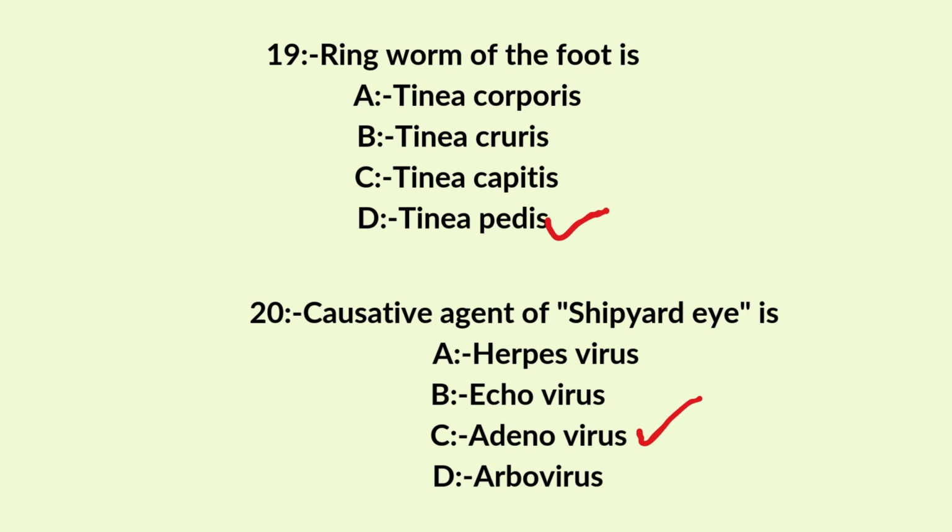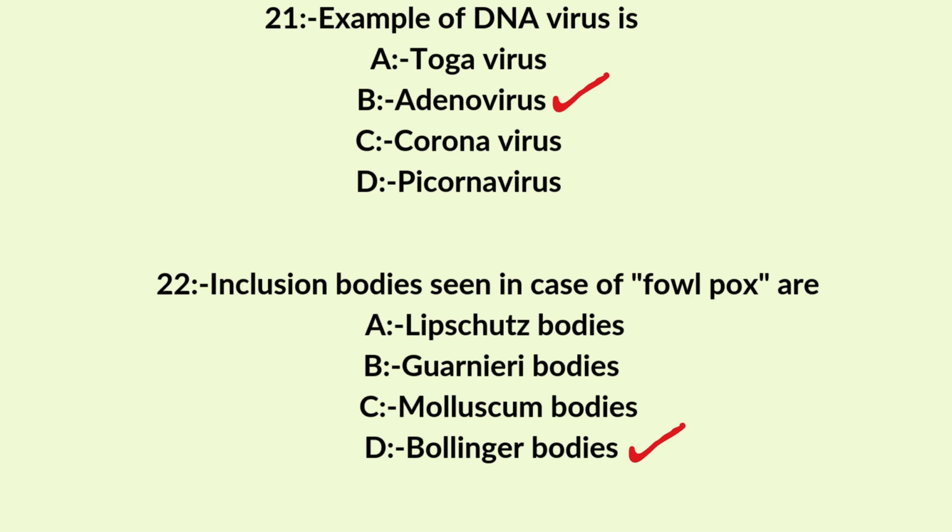Tinea corporis is the ringworm of the body, that is itchy circular rashes on the body. Tinea cruris is the ringworm affecting the groin region, while Tinea capitis is the ringworm mainly affecting the head. Next question, causative agent of shipyard eye is, options: herpes virus, echovirus, adenovirus, arbovirus. Answer is adenovirus.